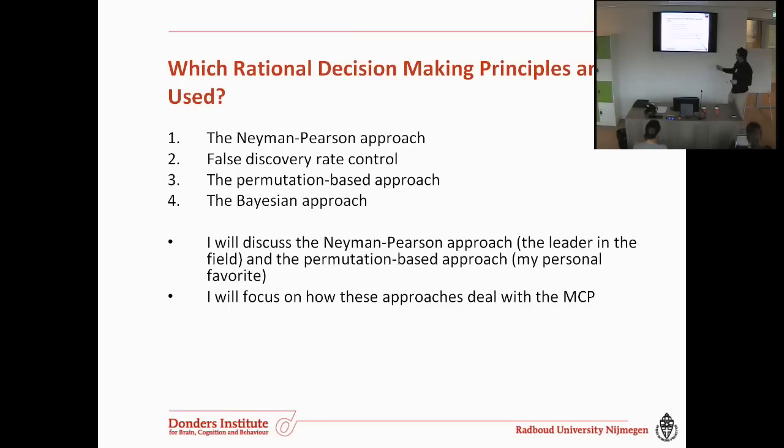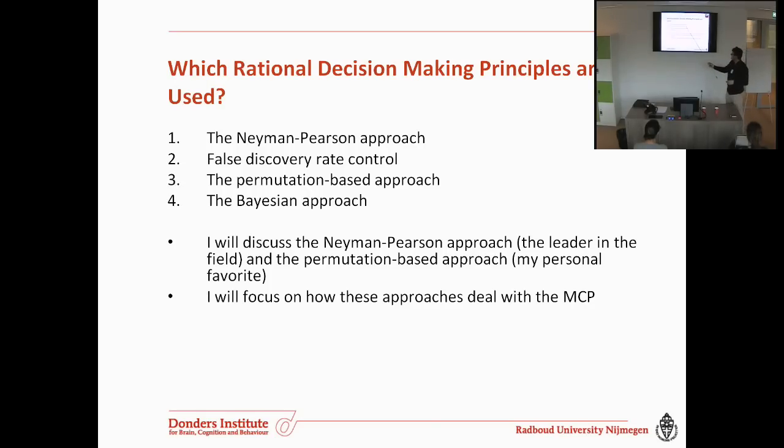Now let me give you a list of the 4 most common ways of dealing with uncertainty in your data. The Neyman-Pearson approach, which I will go into in some detail, and maybe you don't know it under this name, but these are the concepts that you are familiar with. It's like the null hypothesis, the alternative hypothesis, type 1, type 2 error, and so on.